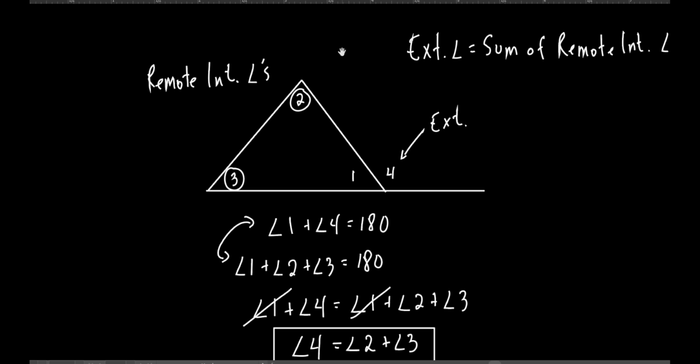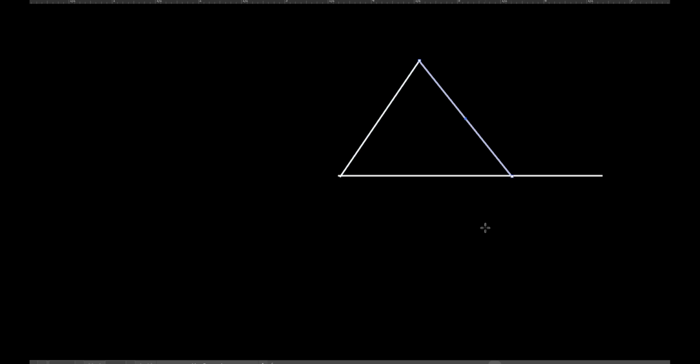Let's do an example. It's not quite as easy as the other one. We're going to do a little bit of algebra on this one. And you just have to get used to it because you're going to be doing a lot of algebra in geometry class. So it looks the same. It's still a triangle with an exterior angle, so the picture is really not any different. It's just the stuff that they give you.